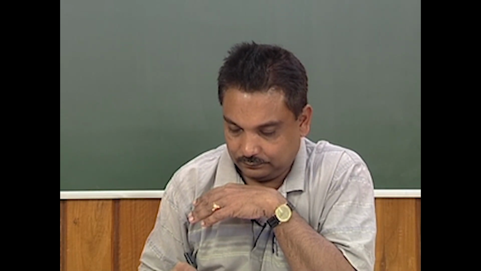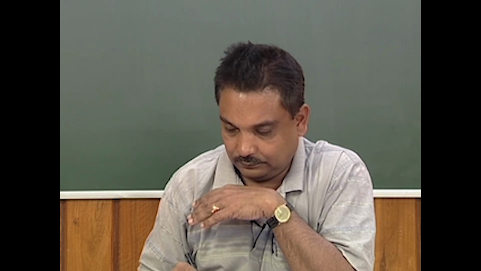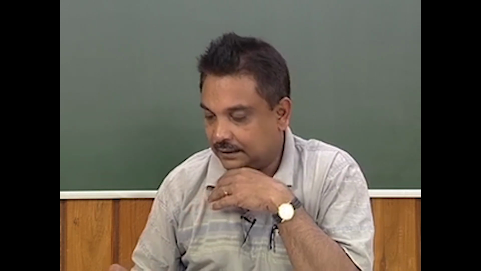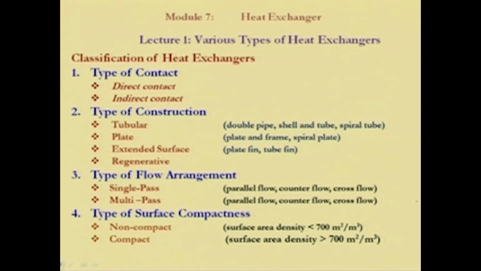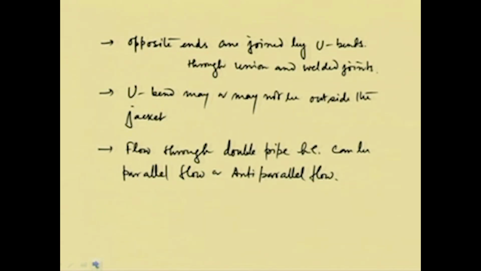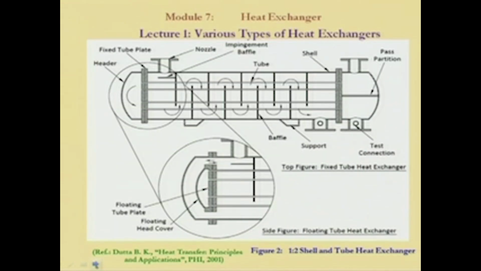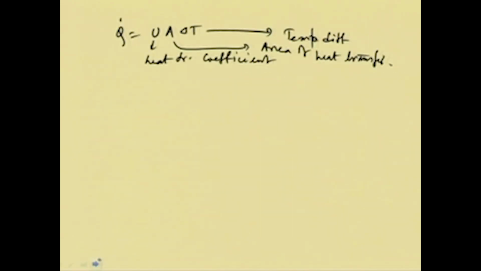at the very beginning. Here 700 meter square per meter cube, if the surface area density is more than 700 meter square per meter cube, then we call it a compact heat exchanger, otherwise we call it non-compact. So, this is just a typical piece of information about that. Now, let us come back to our tube side regarding the details of the tubes.